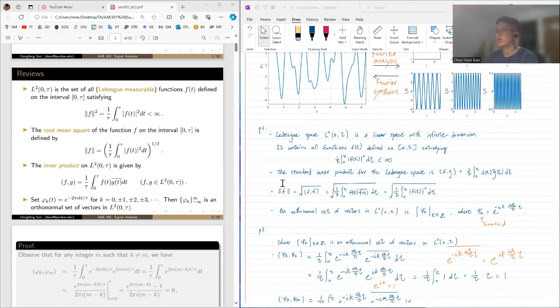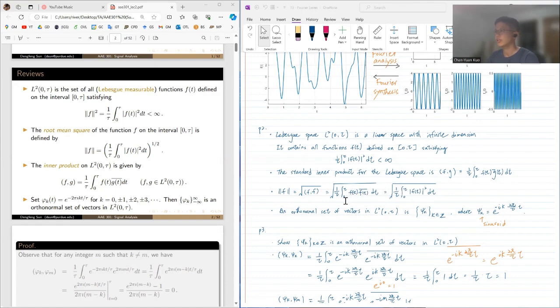Now that we have defined the inner product, we can also look at the norm of a function f. By the definition, the norm of function f will be the square root of the inner product of f and itself. Now we can substitute the expression for the inner product, and what we'll get in the end is the square root of 1 over tau times the integral of the square of the absolute value of f of t from 0 to tau with respect to t.